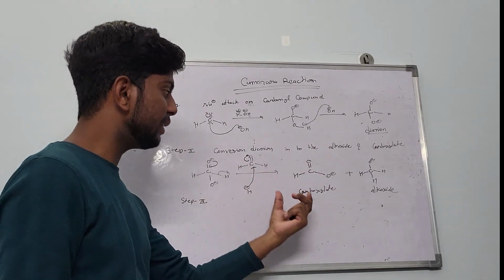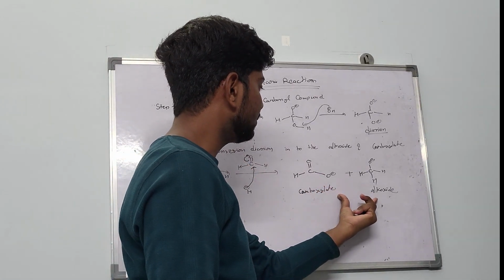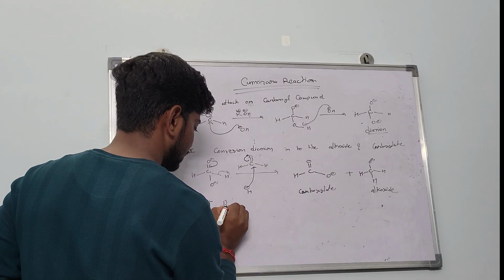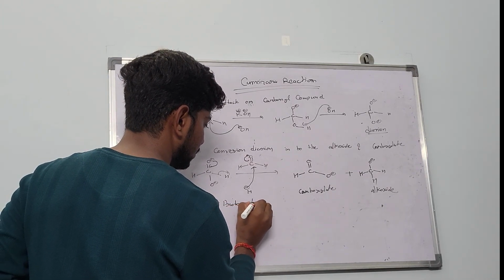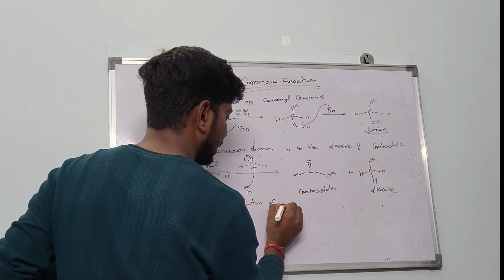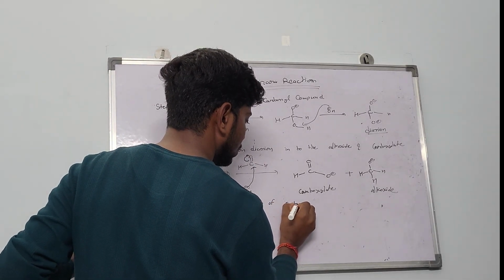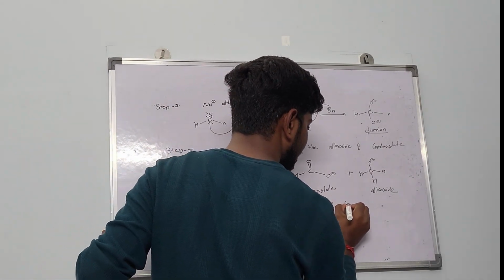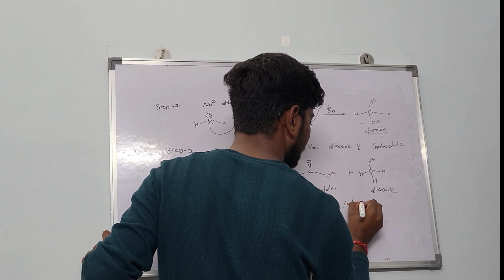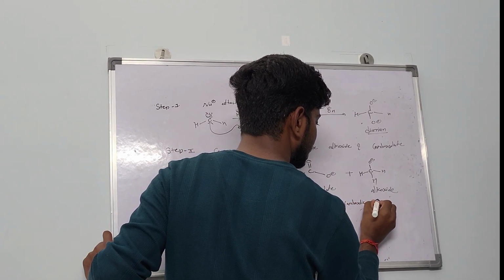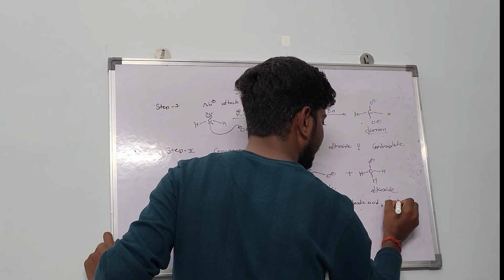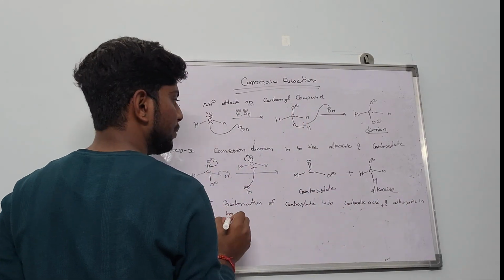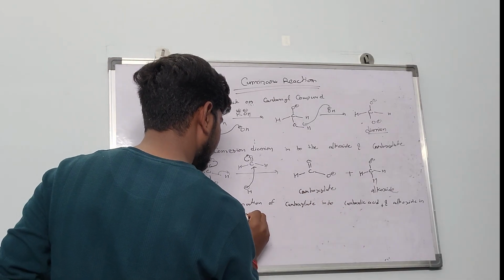But what is happening in this step? With the help of what do we get the product? So now, protonation of carboxylate into carboxylic acid, and alkoxide into alcohol.